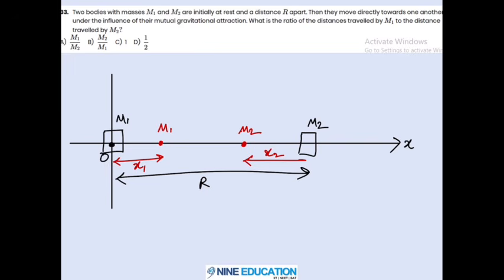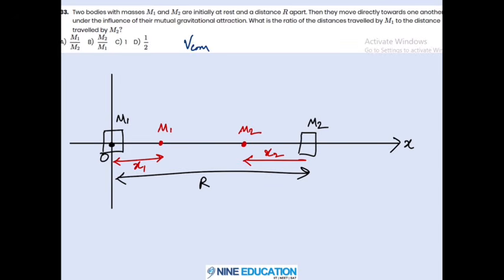Now they're basically asking what is the ratio of x1 by x2? What is x1 by x2? That is what they're asking. Obviously x1 and x2 are magnitudes only. So do you remember this?